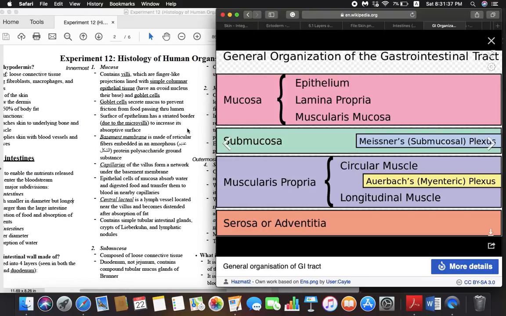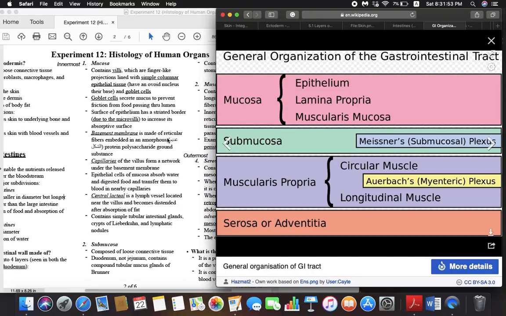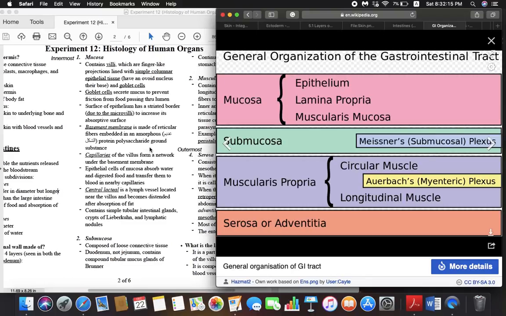We need to know that the surface of the epithelium has a striated border. Striated means it appears in lines due to the presence of the microvilli, and this striated border increases its absorptive surface. In the mucosa, we have a basement membrane, which the manual says is made of reticular fibers embedded in an amorphous protein polysaccharide ground substance. So the reticular fibers are found inside this non-living substance. If you remember from the animal tissue lab, we said the ground substance is the non-living part of connective tissue. But here we don't need to know that. It's not referring to connective tissue, but ground substance refers to a non-living thing.